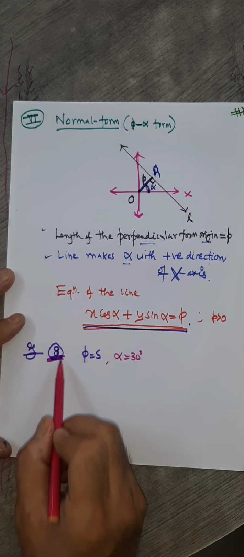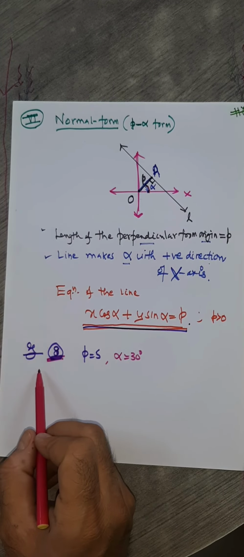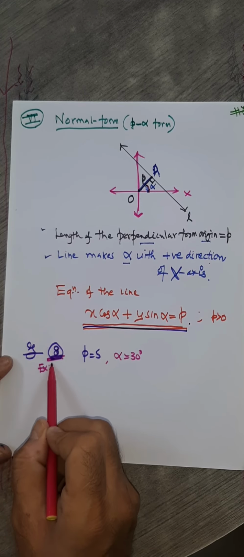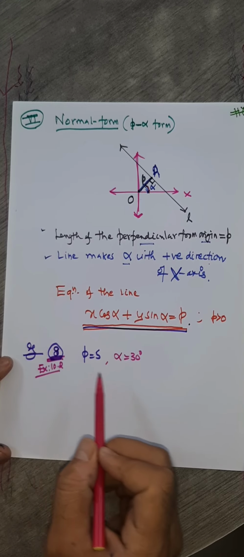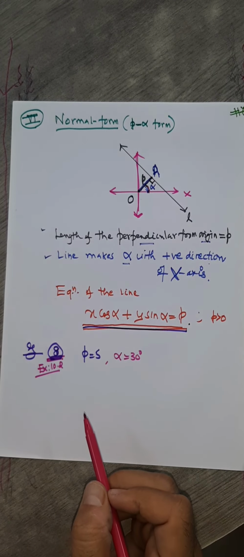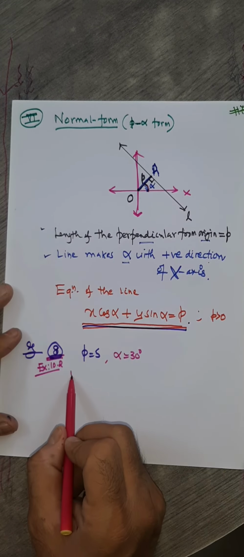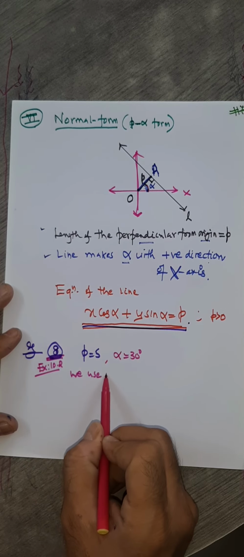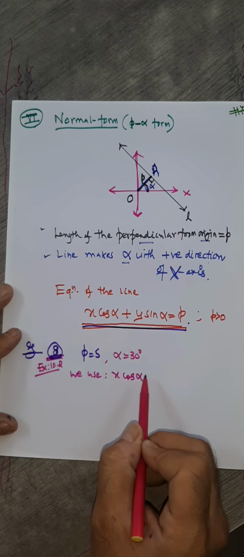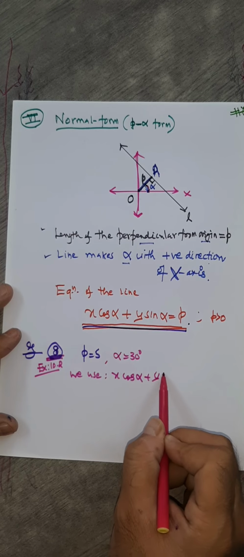Question number 8 from the next exercise, that is, I'll just write here exercise 10.2, question number 8. It's just related to this, so that's what I'm discussing. Okay, so which form do we use? We use x cos alpha plus y sin alpha equals small p.